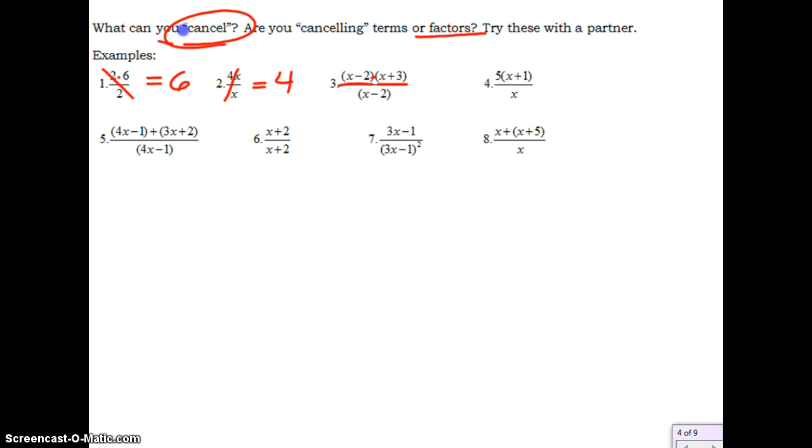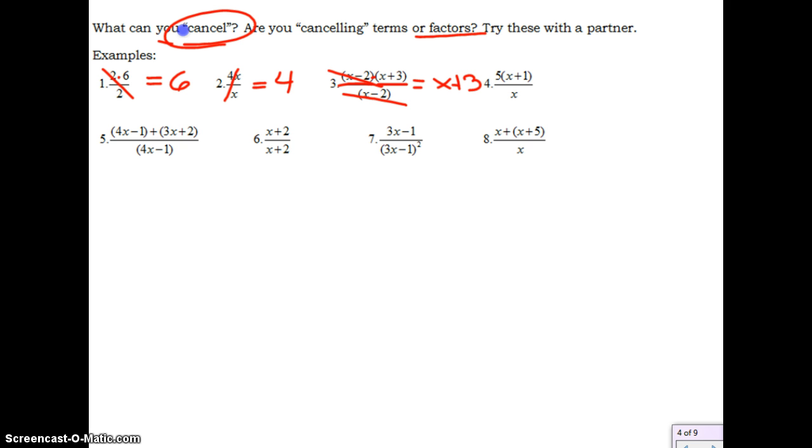If I have the same factor in the denominator, then this x minus 2 is going to cancel with the other x minus 2. Not half of it, not part of it, the whole factor, x minus 2. So what I'm left with is x plus 3.